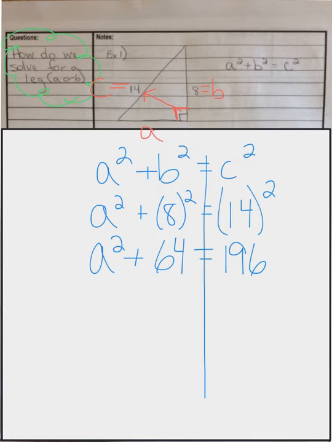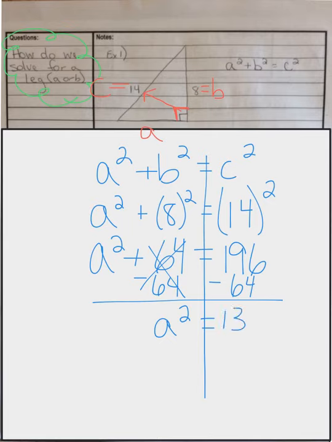We need to get A all by itself. Well, the inverse operation of add 64 would be take away 64. Whatever we do to one side, we do to the other. And we have A squared equals 132. That's A times A equals 132. That's not your answer for A.